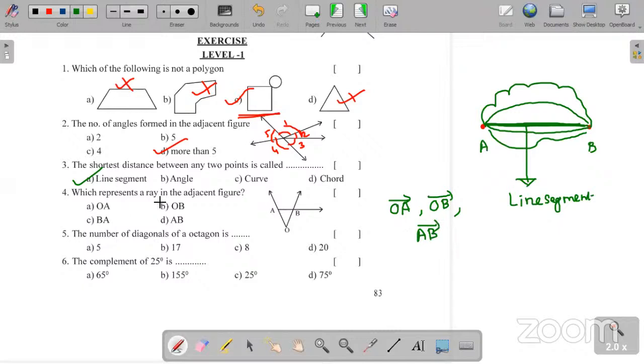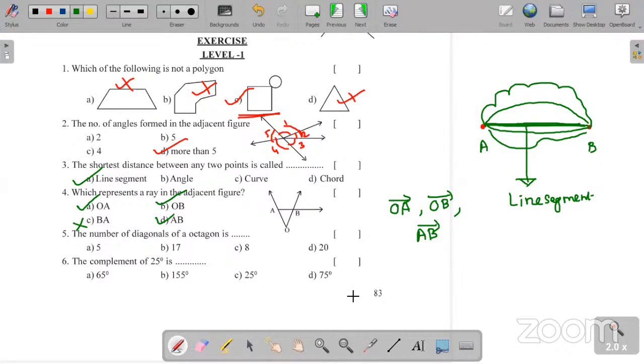So which represents a ray in the adjacent figure? OA, OB, BA. BA is not a ray. AB. All are correct. OA is also a ray, OB, here AB. It's not. So three answers are correct.